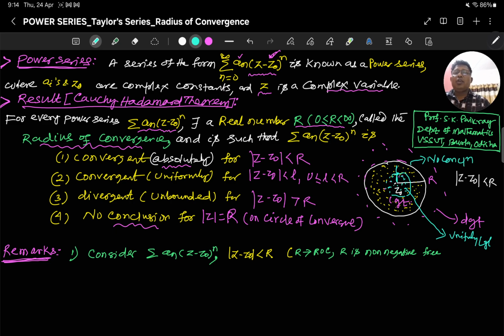Clear? So for every power series there exists a real number r called the radius of convergence, such that inside this circle it is convergent, or what we call absolutely convergent. Outside the circle it is divergent. On the circle of convergence, no conclusion can be drawn. However, within an internal region |z minus z0| less than l less than r, it is uniformly convergent throughout.